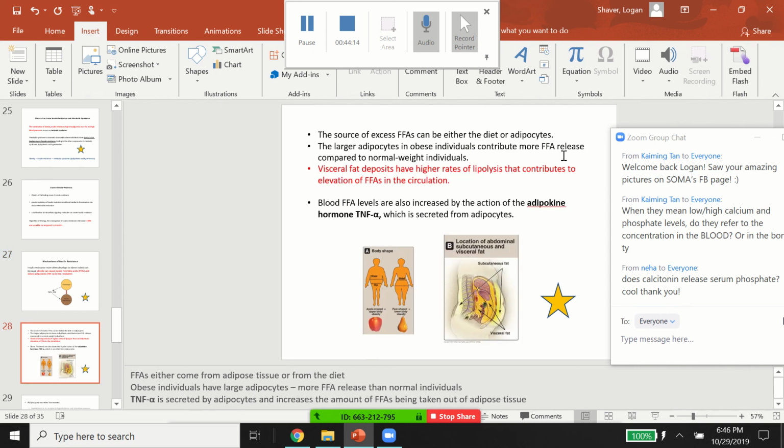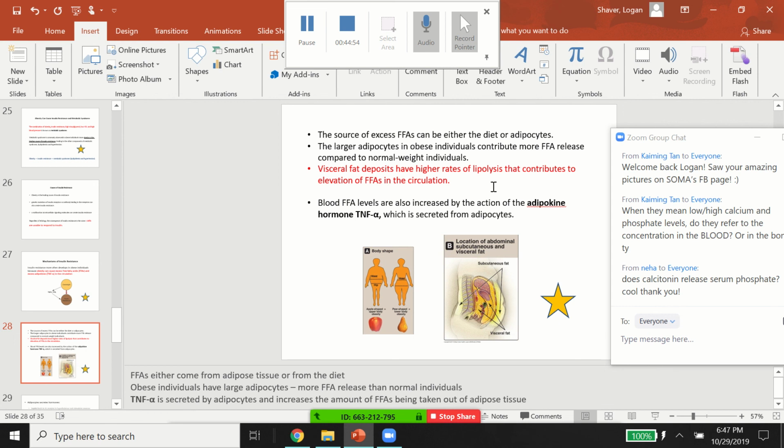Right, the source of excess FFAs. Of course, that comes from either diet or from adipocytes, because you're doing lipolysis, breaking down fat. That's where you could get a whole bunch of extra free fatty acids floating around. Since there are larger adipocytes in obese individuals, you're going to have more free fatty acid release just because you have more fat in general, right? These visceral fat deposits have a higher rate of lipolysis, and therefore that contributes to a much higher elevation of fatty acids. Basically, what I just said.